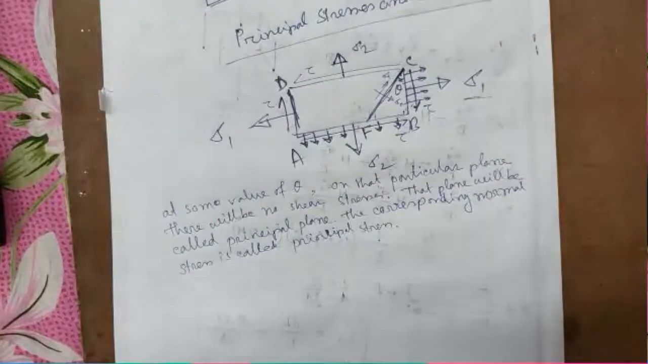Now there are two ways to find out these stresses: principal stress, tangential stress, resultant stress. All can be found in two ways. First is the analytical method, second is the graphical method. The graphical method is very easy, but it requires accuracy. The analytical method is just that you have to calculate. First we will go for the analytical method, then secondly the graphical method.